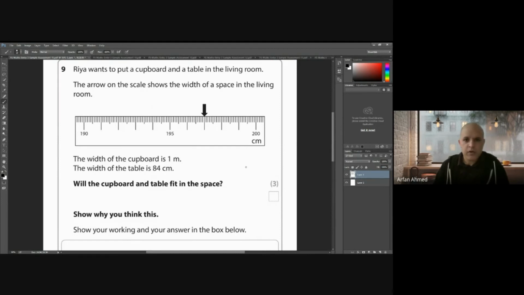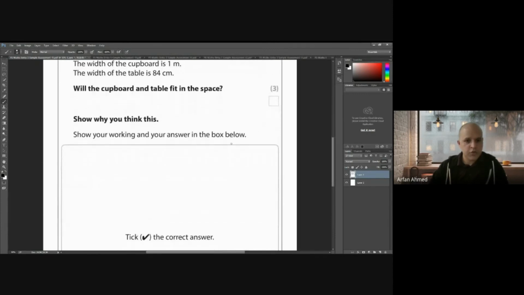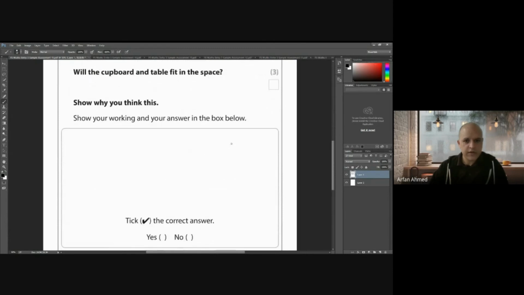Ria wants to put a cupboard and a table in the living room. The arrow on the scale shows the width of a space in the living room. The width of the cupboard is 1 meter. The width of the table is 84 centimeters. Will the cupboard and table fit in the space? So both the cupboard and the table are going in the space. Will both of them fit in that space? 3 marks for this one question. Show why you think this. Show your working out. Tick the right answer.